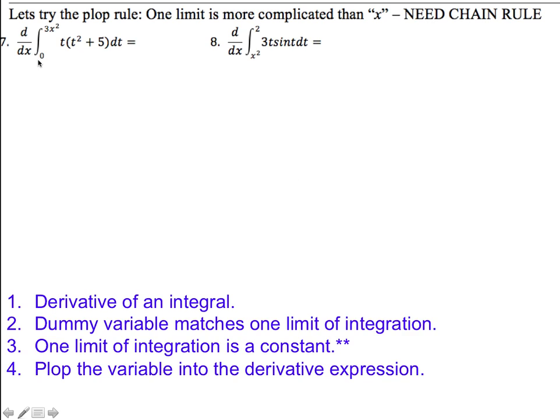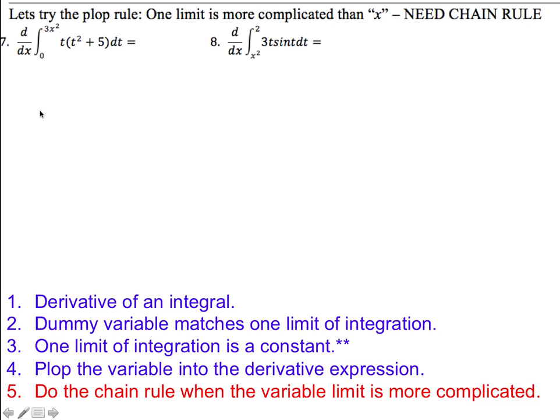So let's go through our checklist for 7. We're being asked to do the derivative of an integral. We have a dummy variable that matches a limit of integration, and we have another limit that's constant. And so we can go ahead and plop, but this dummy variable is not an exact match. It's not just an x, it's 3x squared. So we can go ahead and plop 3x squared in.